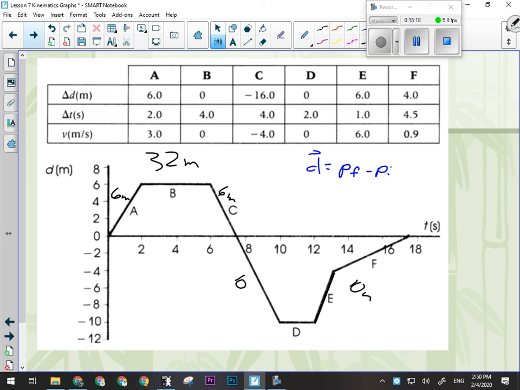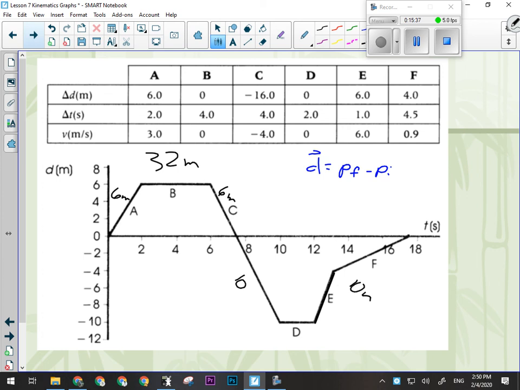What's the average velocity over the whole trip? It's 0. Why is it 0? Because the displacement was 0, right? Velocity is displacement divided by time. If displacement was 0, velocity is 0.